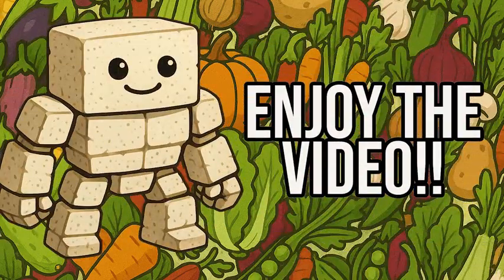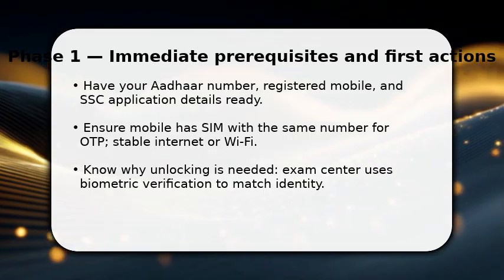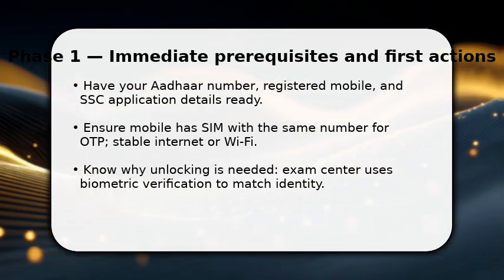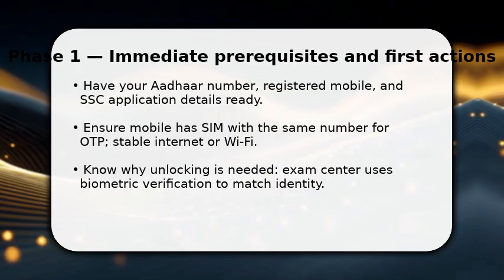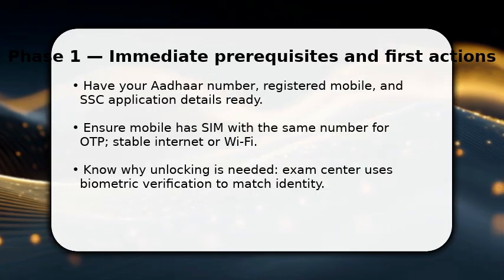Please enjoy the video. You begin by confirming prerequisites. That saves time. Make sure your Aadhaar number and the mobile link to it are at hand, because the process uses OTP verification. Next, open the UID app or Aadhaar portal.